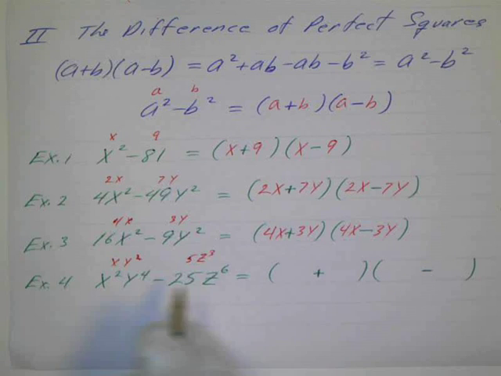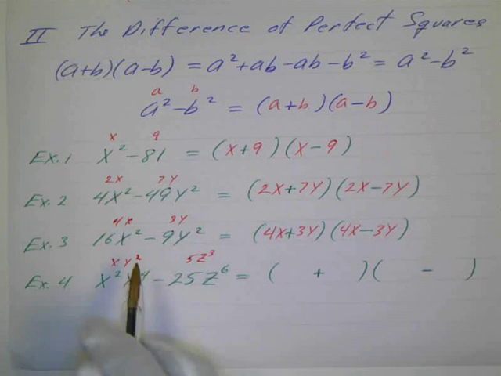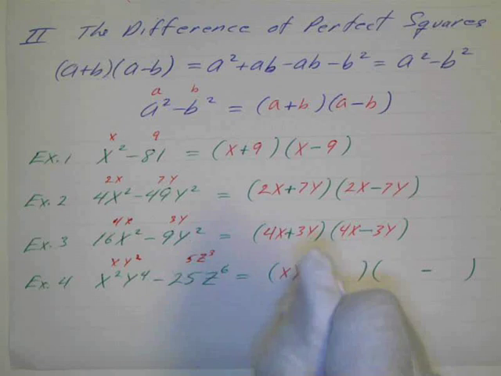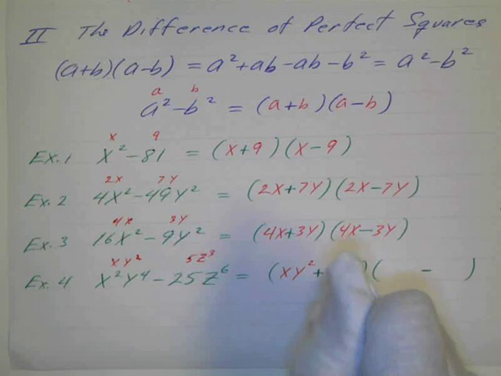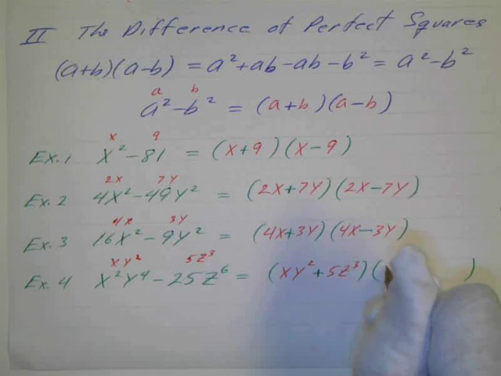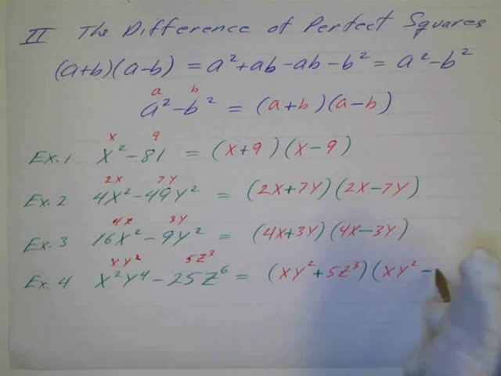So again, this is the difference of perfect squares. If you want to take the square root, you just divide the exponent by 2. All right? And now we know we've got the difference of perfect squares, so it's just going to be the sum and the difference of these little numbers up on top, which are the square roots. x y squared plus 5z cubed, and the same thing over here except the difference: x y squared minus 5z cubed.